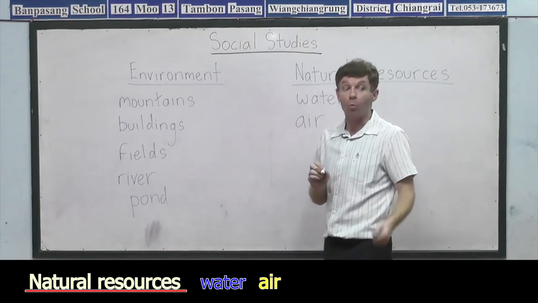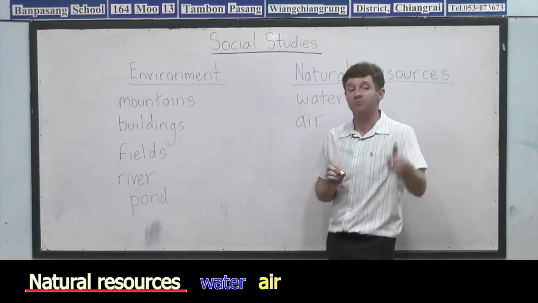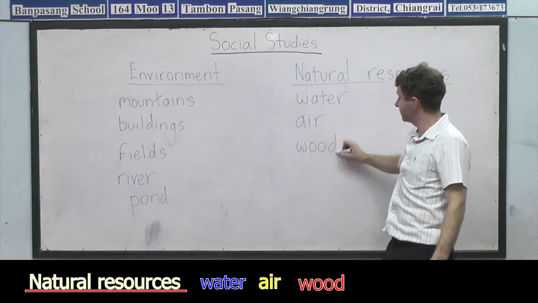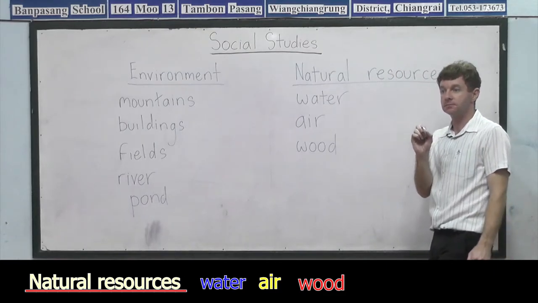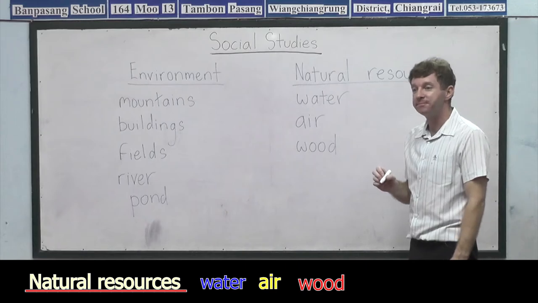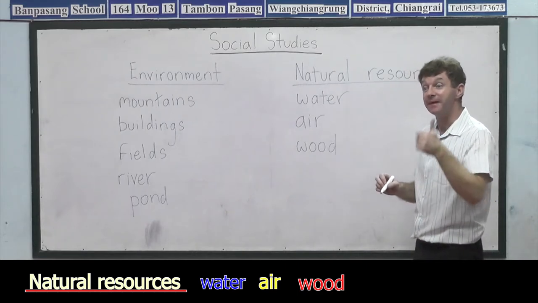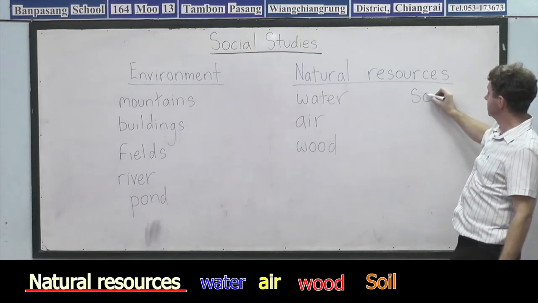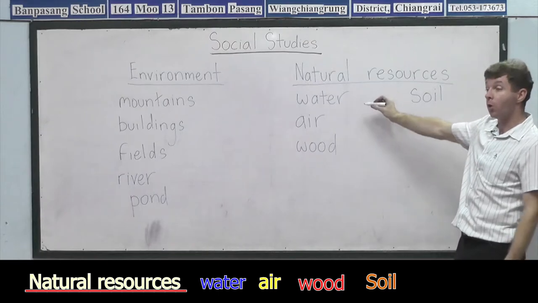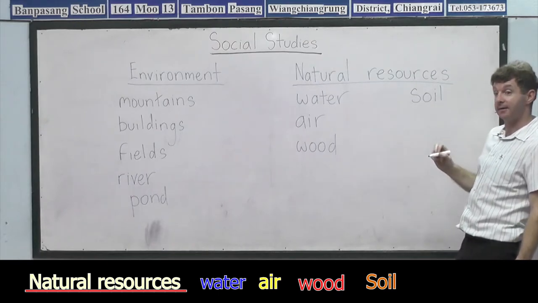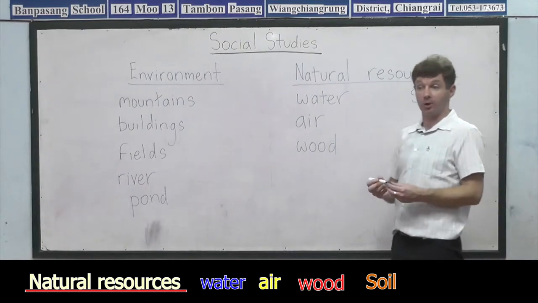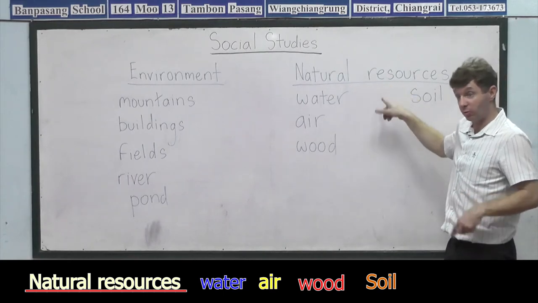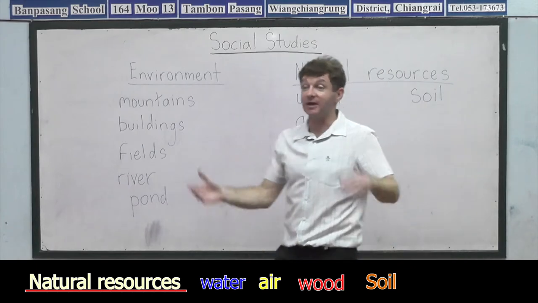Any more ideas, guys? Lakgao. Wood. Where does wood come from? Trees. Excellent. Wood. W-O-O-D. Tan? Soil. Where does soil come from? Soil comes from the ground. Excellent example of natural resource. S-O-I-L. We have water, air, wood, and soil. These are all examples of natural resources. So that was excellent, guys. Very well remembered.